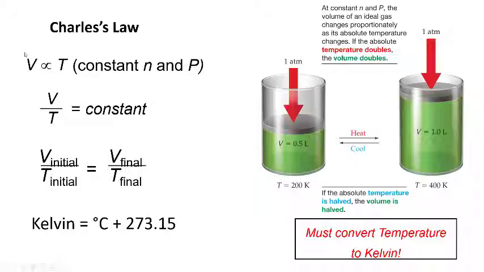So we can rearrange this relationship and say that the volume over the temperature is equal to a constant. Therefore, the initial volume over the initial temperature is equal to the final volume over the final temperature. And note here that all of these temperatures must be in Kelvin, which is degrees Celsius plus 273.15.